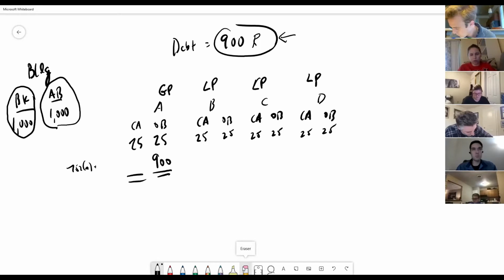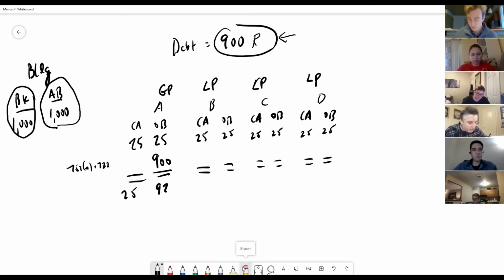So A's share goes up by 900 from 0 to 900, 0 before the borrowing, 900 after. And B and C and D's shares stay at 0. So the books are going to look like this. Okay, any questions on that?